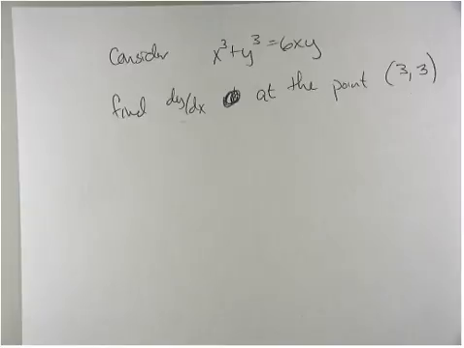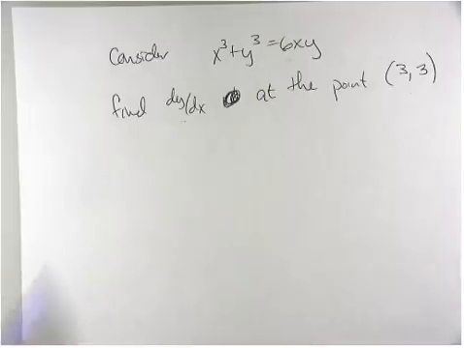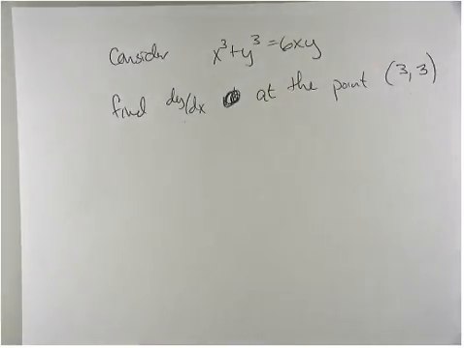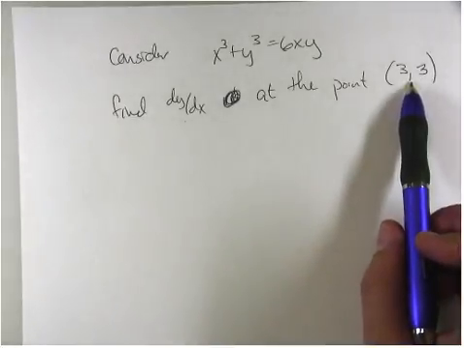3 cubed is 27, so 27 plus 27 is 54. And then 6 times 3 times 3 is 6 times 9, which is also 54. So that's a point on the curve. 0, 0 is another point on the curve. 0 cubed plus 0 cubed is the same thing as 6 times 0 times 0. So there are a bunch of points that are on this line. I'm interested in what the slope of this curve is at this particular point.